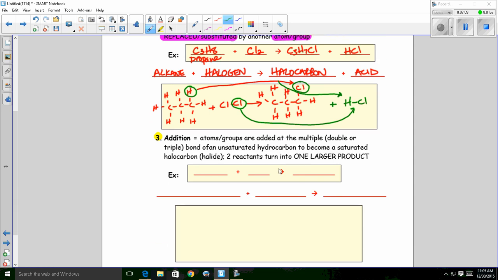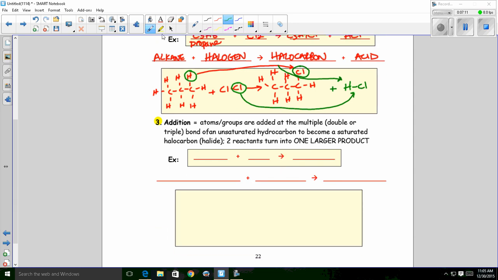All right? And the third type of organic reaction is called addition. This is where atoms, groups, are added at the multiple bond. Right? The multiple bond obviously being a double or a triple bonded unsaturated hydrocarbon to become a saturated halocarbon. All right, so now we're dealing with the halides again. Two reactants turn into one larger product.